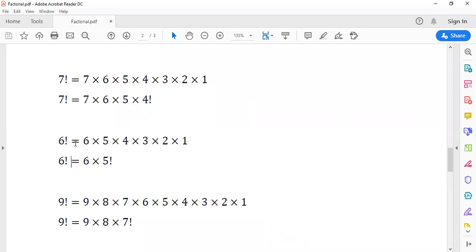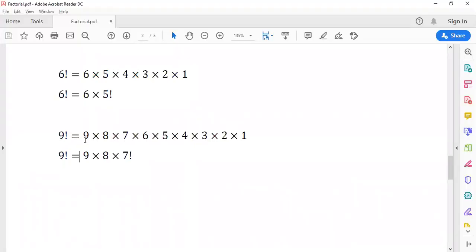In the same way, 6 factorial equal to 6 into 5 into 4 into 3 into 2 into 1. If we want to stop at 5, we can write 6 factorial equal to 6 into 5 factorial, because onward 5 into 4 into 3 into 2 into 1 is 5 factorial. So 6 factorial can be written as 6 into 5 factorial.